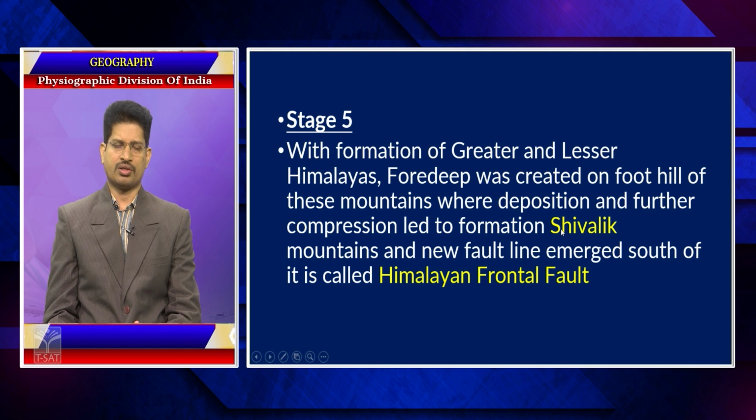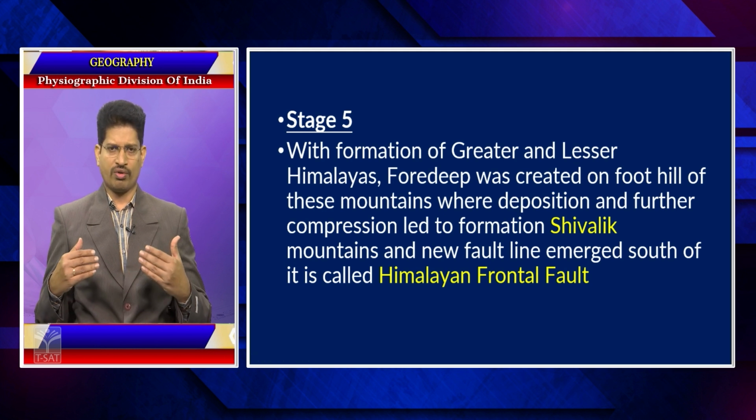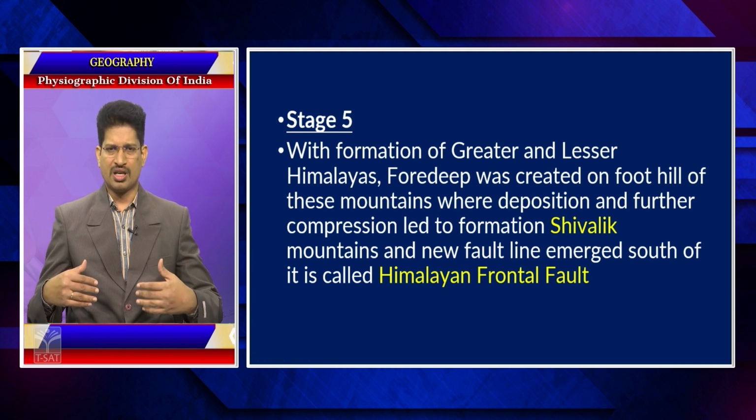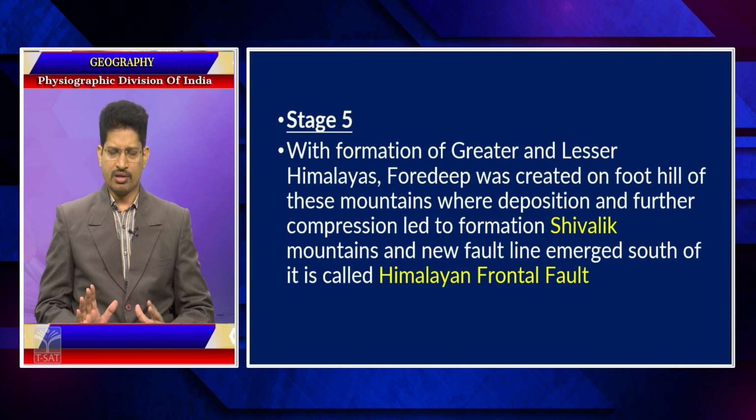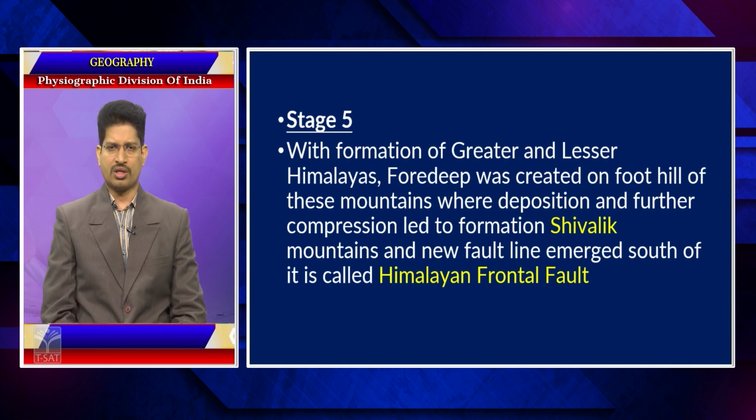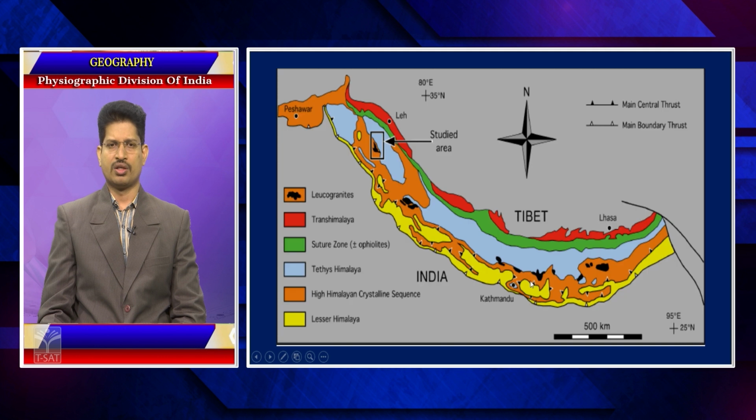So what happened is the rivers which are flowing have deposited larger rocky materials, and led by the compression activity led to the formation of this mountain range known as the Shiwaliks. A new fault line has been created, known as the Himalayan Frontal Fault. So here this is the region we are talking about, the Shiwaliks are in the south.